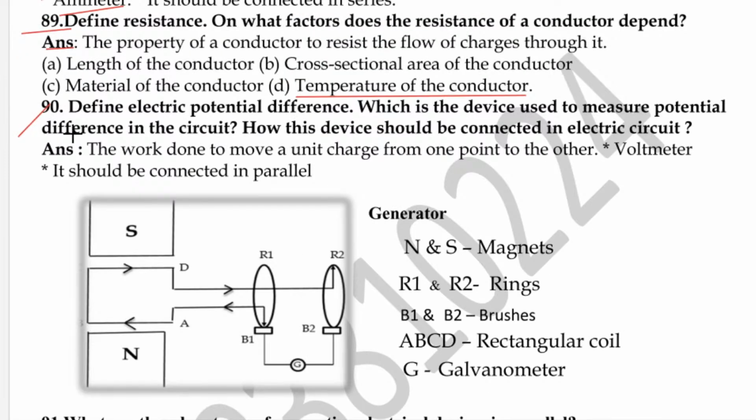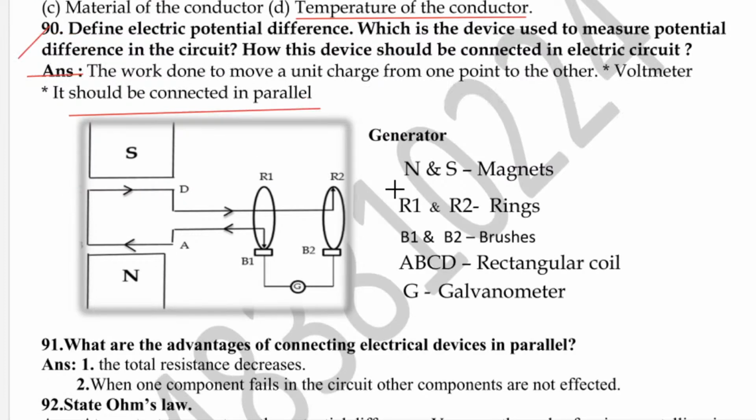Question number 90. Define electric potential difference. Which is the device used to measure potential difference in the circuit? How should this device be connected in electric circuit? The work done to move a unit charge from one point to another is known as electric potential difference. The device which is used to measure the potential difference in the circuit is voltmeter. It should be connected in parallel. One more diagram which is important for the examination we are seeing here.